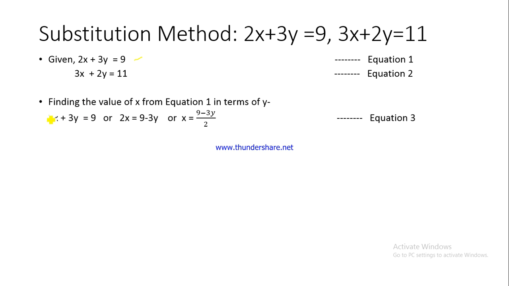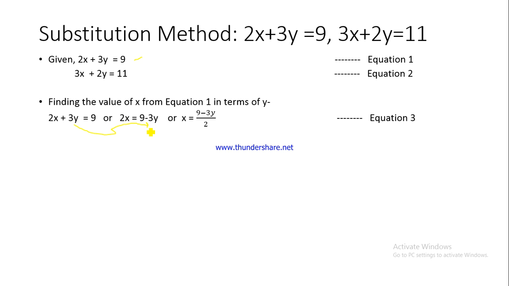So this equation is 2x plus 3y is equal to 9. So what do we have to do? We have to find the value of x in terms of y. So we bring all other terms except the x term to one side of the equal sign. So we are basically doing this here. We have shifted 3y to the right side, and now 2x is equal to 9 minus 3y.